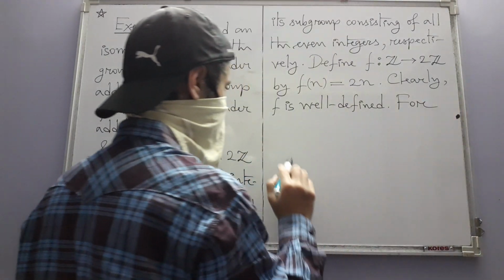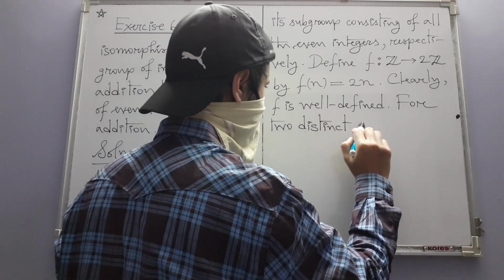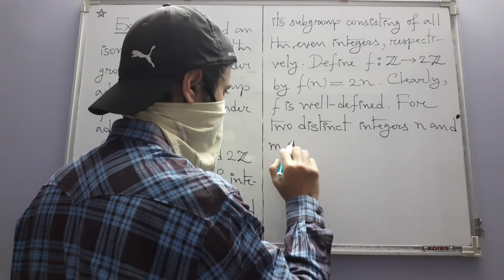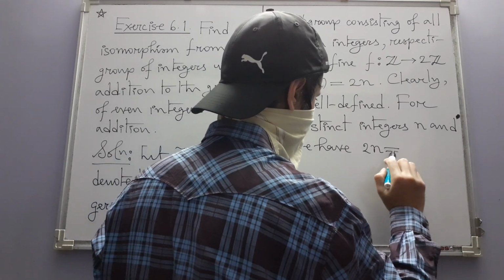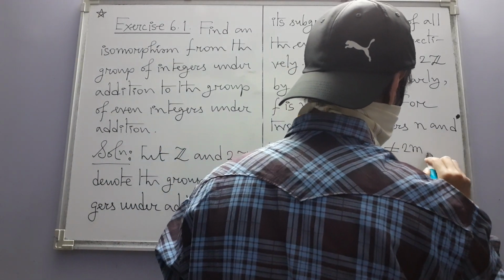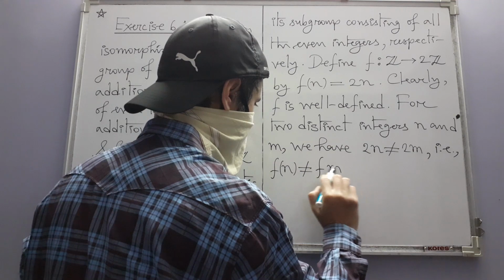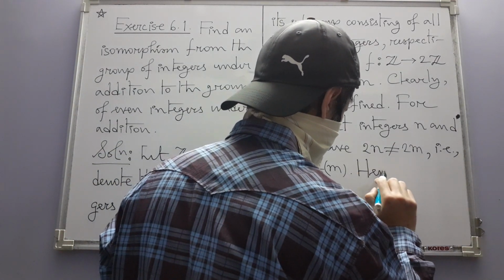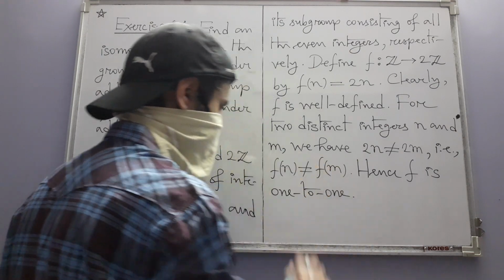For two distinct integers n and m, we have 2n also distinct from 2m, because otherwise n has to be equal to m. That is, f of n is not equal to f of m. So this proves that f is one to one.